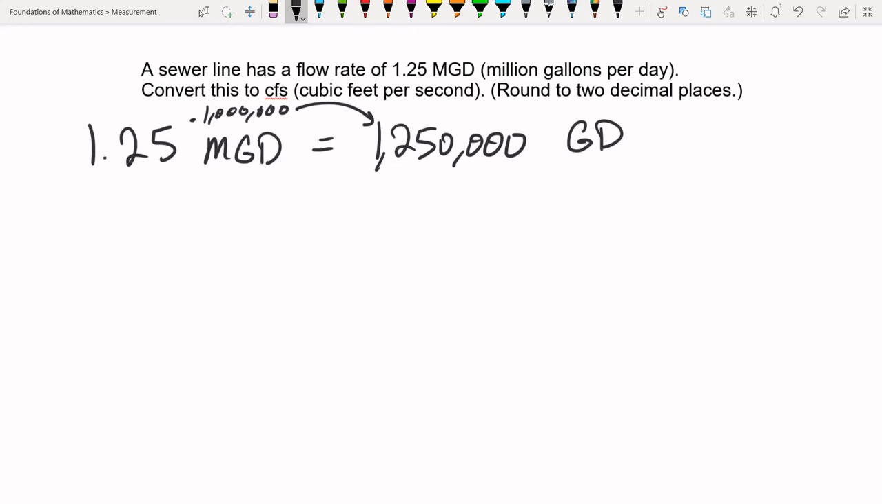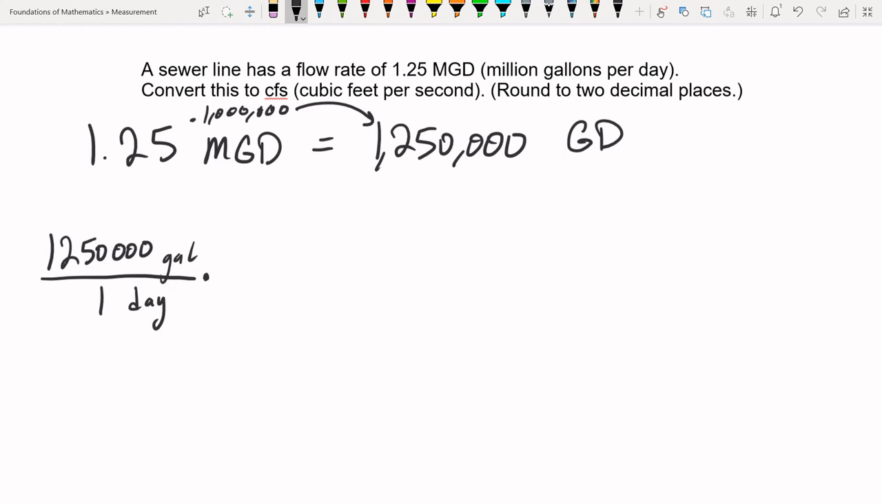Okay, now that we have 1,250,000 gallons per day, this is going to be gallons per 1 day. Now we need to multiply it by a string of unity fractions to convert gallons to cubic feet per second and days to seconds. Okay, let's first convert gallons to just cubic feet.